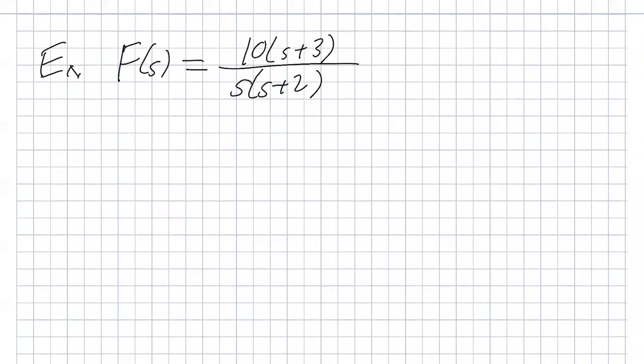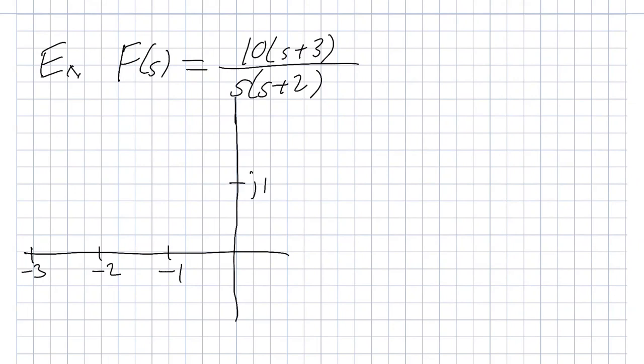So let's go ahead and sketch this. We have -1, -2, -3, j1, j2. Okay, so we have zeros. We have one open loop zero at -3. We have two closed loop poles, one at -2 and one at 0.